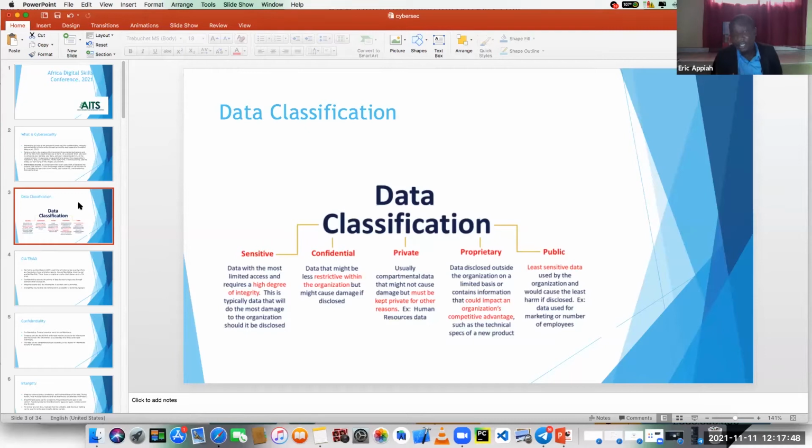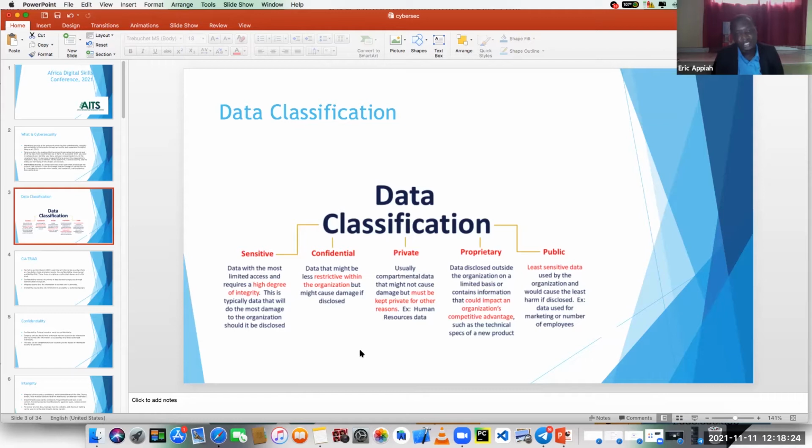On a personal level, sensitive data is, for example, nude pictures, personal stuff about you, what you do in your room. Those are sensitive data. Nobody would want sensitive data out there in the public. And these are typically data that will do damage to the organization or the person. Everything in your room, you wouldn't want people to know because it can damage your reputation or the organization's reputation.